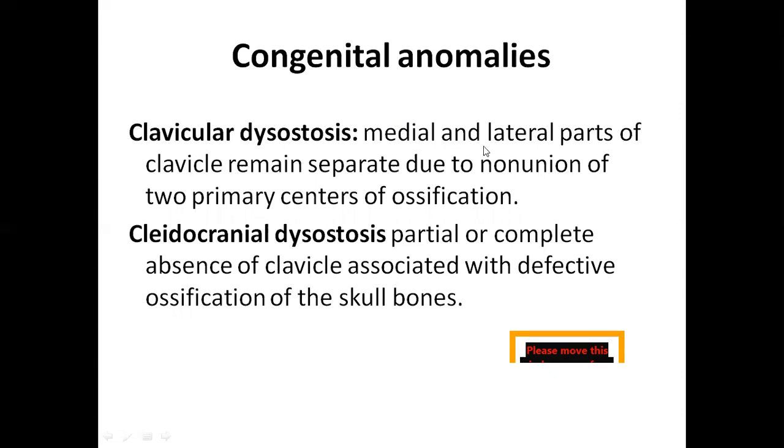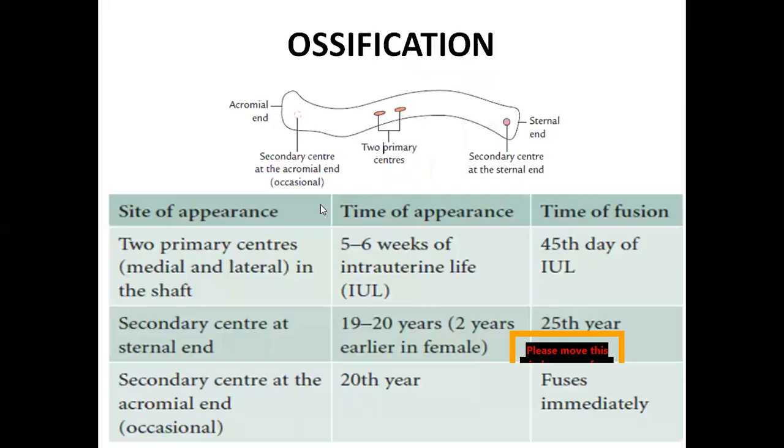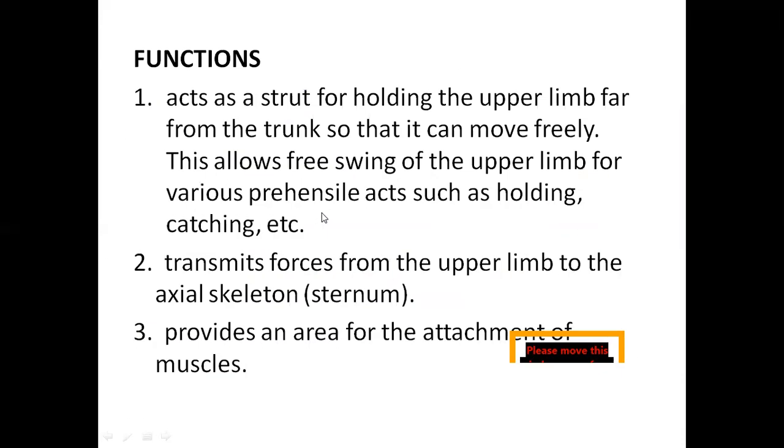Clavicular dysostosis: the medial and lateral parts of the clavicle remain separate due to non-union of the two primary centers of ossification. That means in the X-ray the clavicle appears as though it is two pieces of bone, which is actually not a fracture. It is only due to lack of union of the two primary ossification centers. I told you I'll take you to the X-ray picture later.